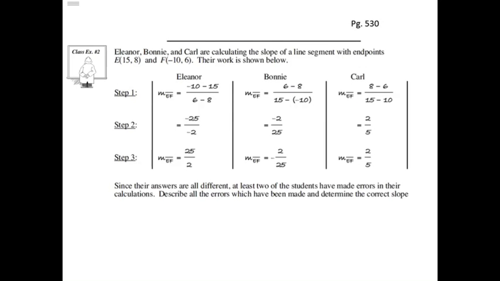Eleanor, Bonnie, and Carl are calculating the slope of a line segment with endpoints at E, which is (15, 8), and F, which is (-10, 6). Their work is shown below. Problem is, for every one of these students, their slopes are completely different. So at least two of these students are wrong, and possibly all three of them. Let's find out who's wrong.